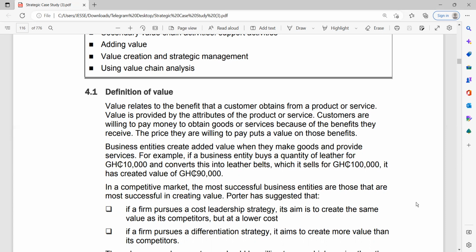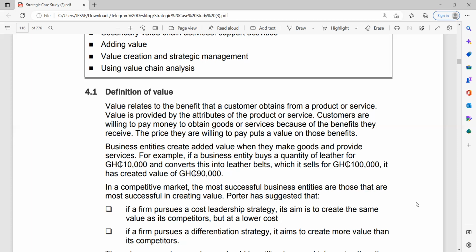So business entities create added value when they make goods and services. For example, if a business entity buys a quantity of leather for 10,000 Ghana cedis and converts this into leather belts, which it sells for 100,000, it has created a value of 90,000. So if a company gets a raw material and then adds value to it and creates a whole new thing, the difference is what we call the value.